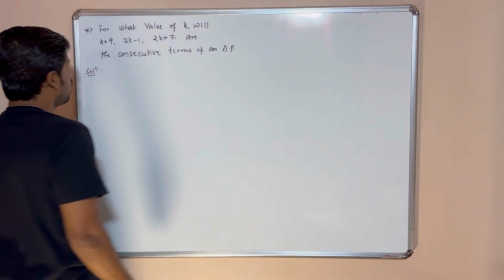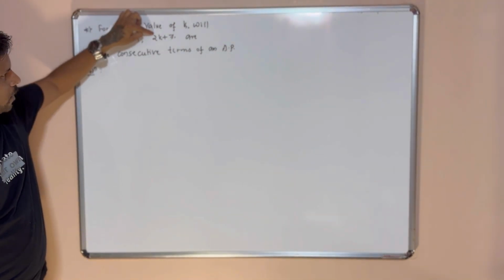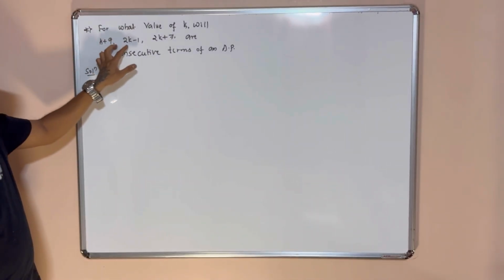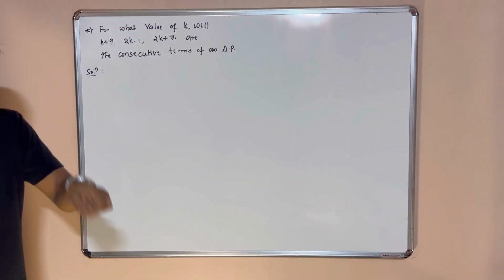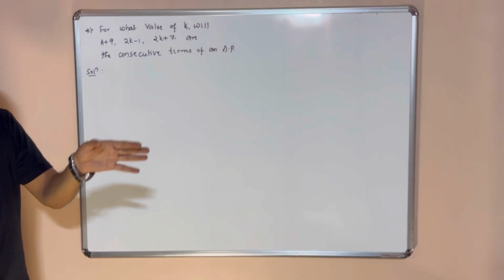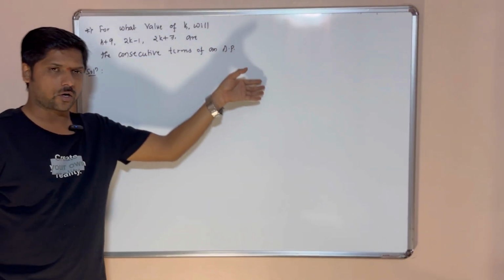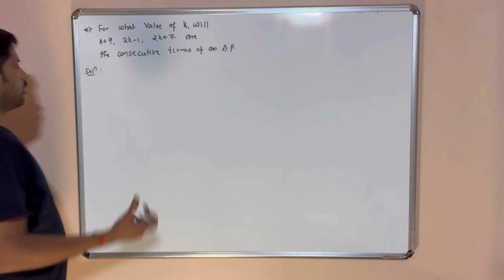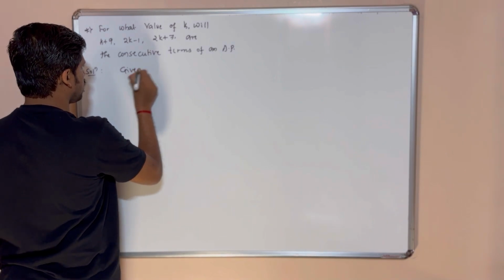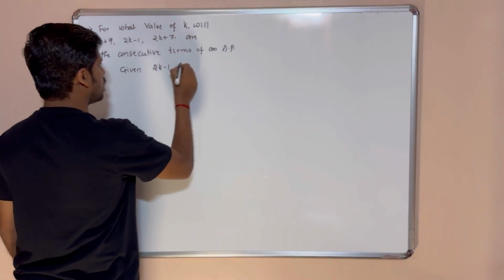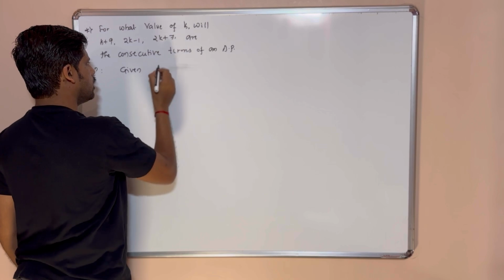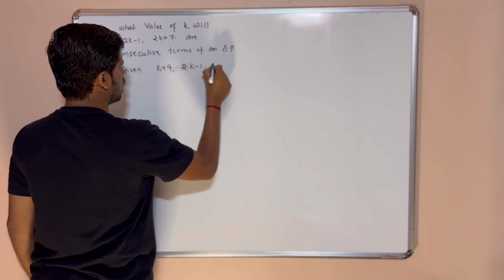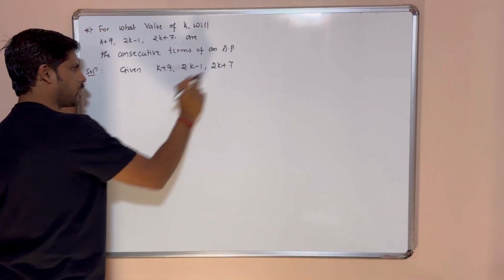For what value of k will k plus 9, 2k minus 1, 2k plus 7 be the consecutive terms of an AP? Here 3 terms are given. Now we have to find the value of k when it becomes an AP. Right? So the given terms are: first term is k plus 9, 2k minus 1, 2k plus 7. They have given 3 terms.